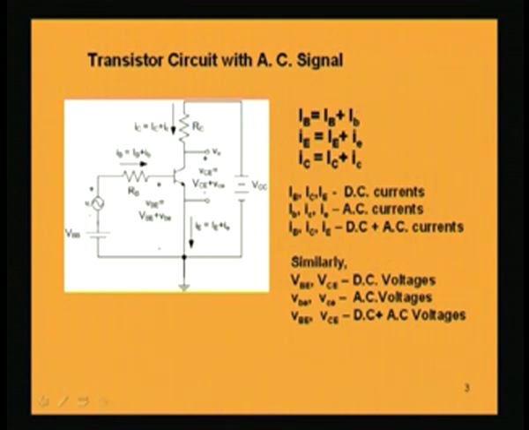This is the symbolic representation for the instantaneous currents IB, IE and IC, where the capital notation is used for DC and the small notation is for AC. So, what we see here is that when we apply a small signal, apart from the DC biasing voltages, there will be current flowing in the circuit which has two components: one is the DC component, and on it is superimposed the AC component.